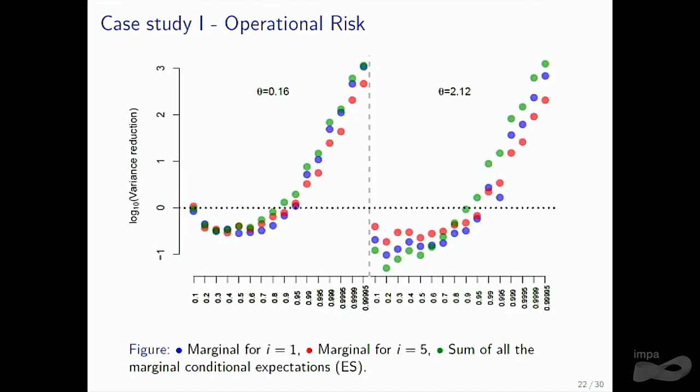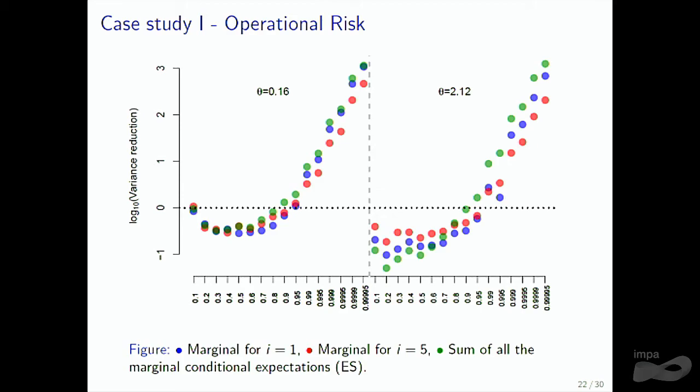So this is a colorful picture, which I'll try to make sense of right now. Remember that I have 5 lines of business, so I want to calculate that expectation for each one of those lines of business. Let's say that the blue dots here are the marginals for i equals 1, and the other one is for i equals 5. And the green one is the sum of all the marginal contributions, which is the expected shortfall. This will come as a gift at the end. So if I calculate all the other 5 and sum them up, this is an estimate for the expected shortfall. So what happens here?